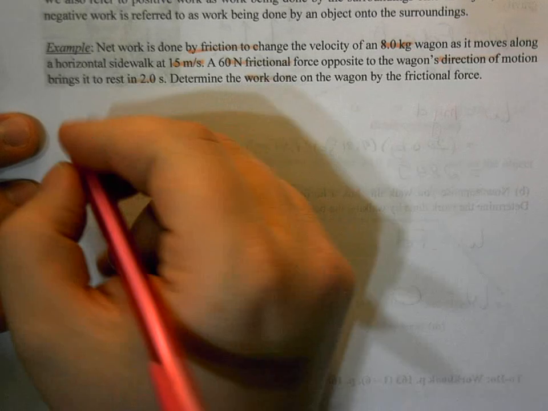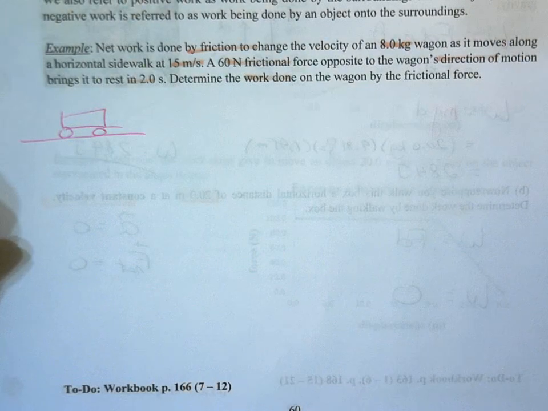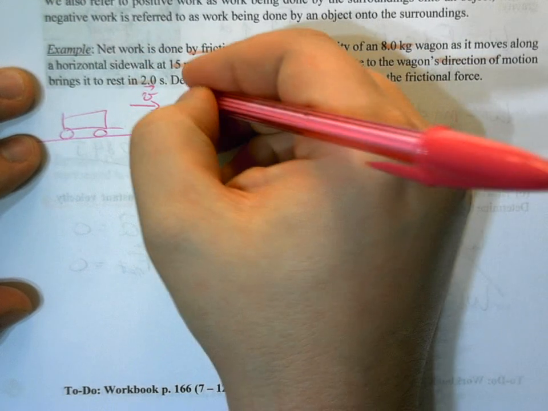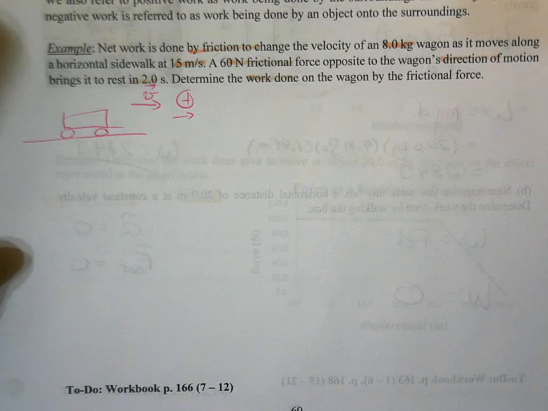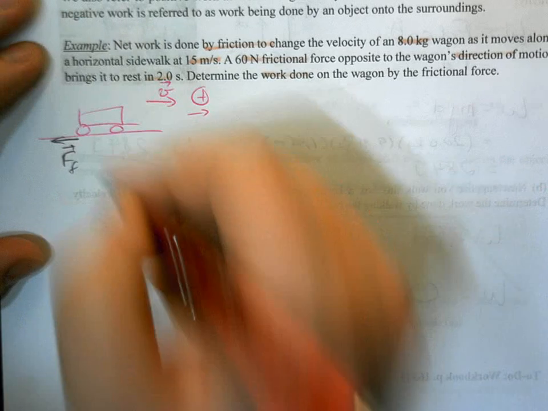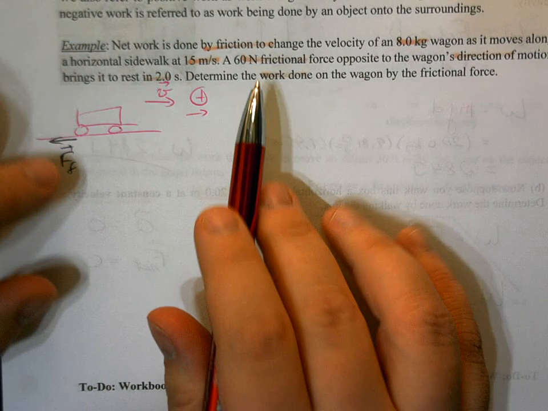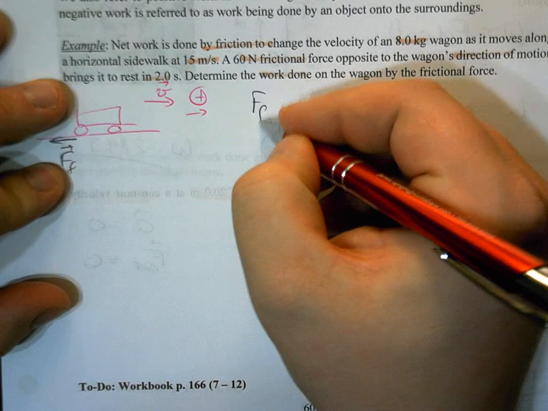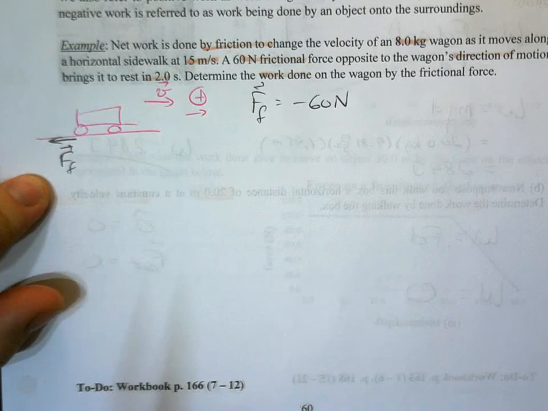Alright, so here's our lovely little wagon. We're going to say that the wagon is traveling this way. That's its direction, and I'm also going to call that direction positive. Now, friction is going to act opposite to the wagon's direction of motion. So we know that the force of friction is going to go left, which means that it's going to be negative. Based on this force of friction being 60 newtons, we could say that it's negative 60 newtons, just because that negative is opposite to our positive convention.